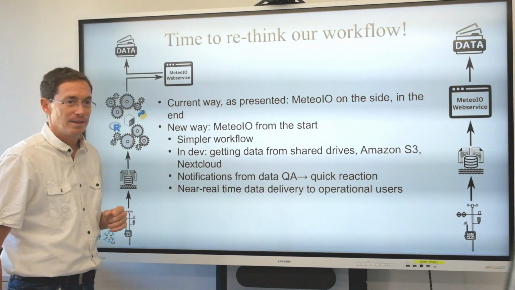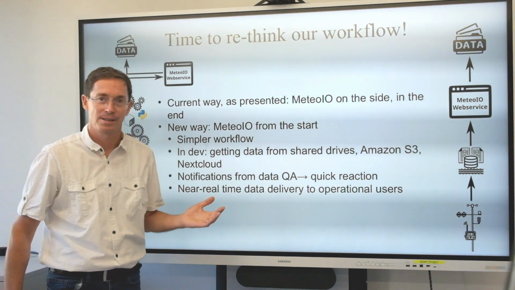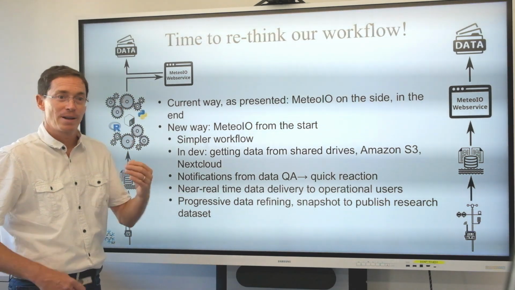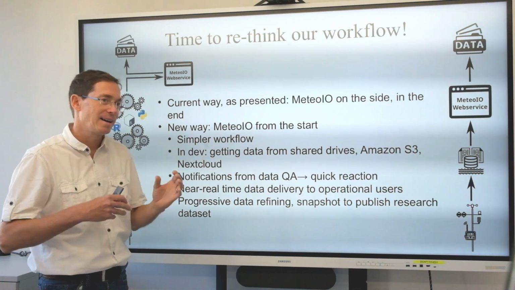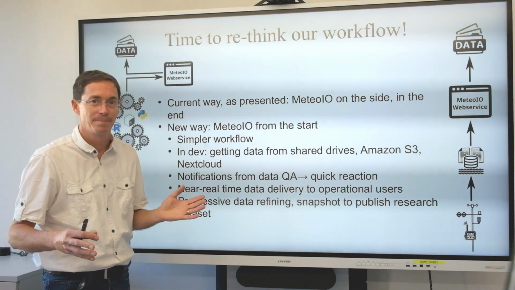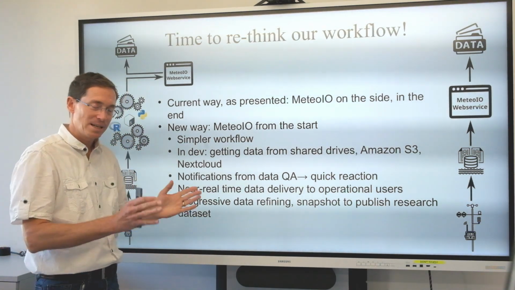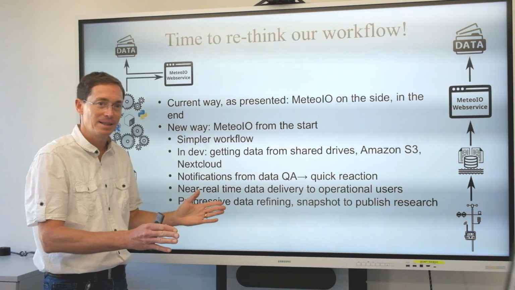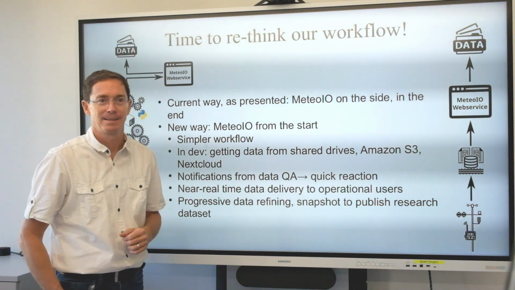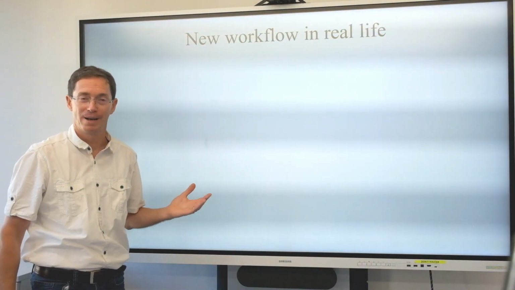You can also enable near real-time data delivery for operational users, but also do what I would call progressive data refining, where you keep on improving your INI file, adding more filters, fine-tuning and so on to have the best possible data quality. And at some point, you're going to be happy with the data that you have. You request the data over the period of interest, and this is the snapshot that you publish as a research dataset.